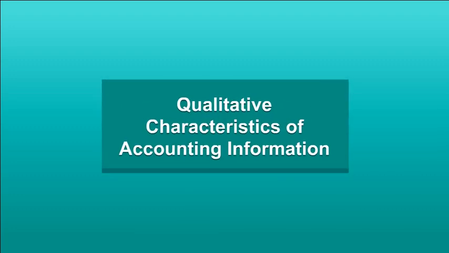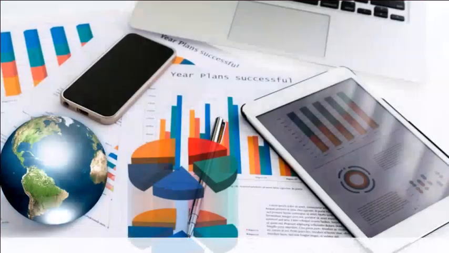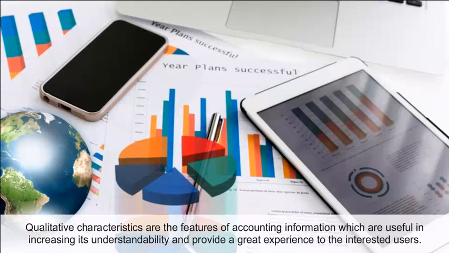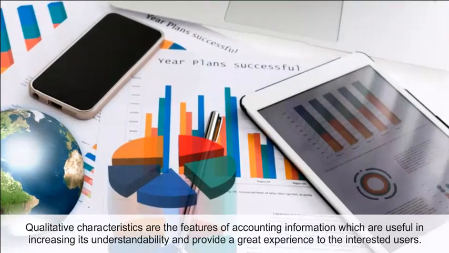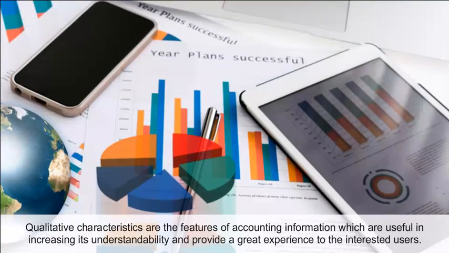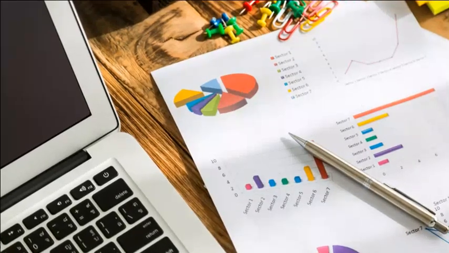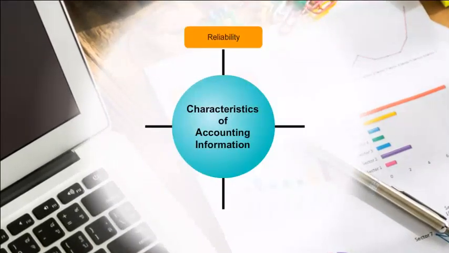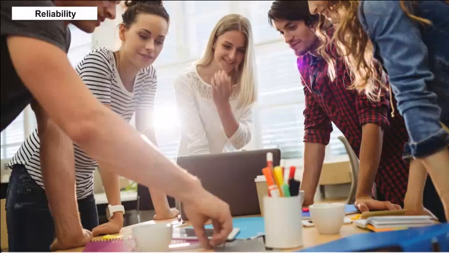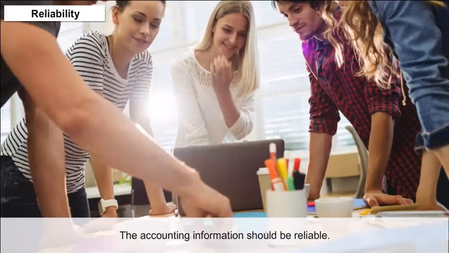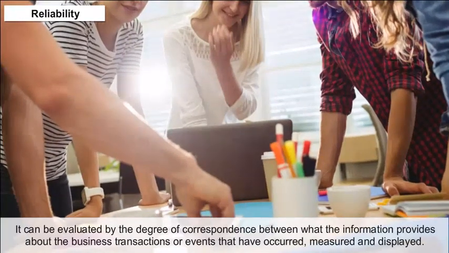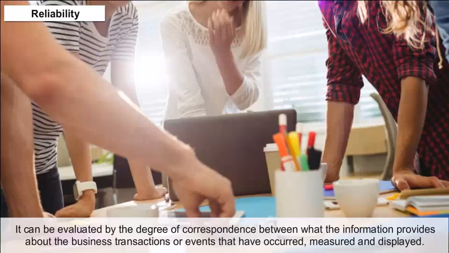Qualitative characteristics of accounting information. Qualitative characteristics are the features of accounting information which are useful in increasing its understandability and provide a great experience to the interested users. Perfect accounting information must possess the characteristics of reliability, relevance, understandability, and comparability. Reliability. The accounting information should be reliable. It can be evaluated by the degree of correspondence between what the information provides and the business transactions.